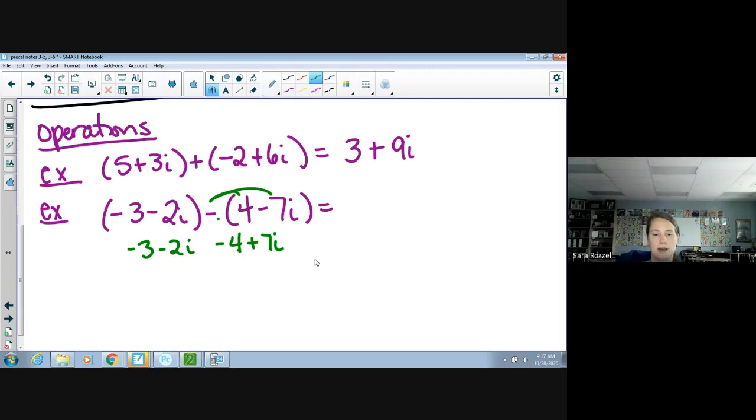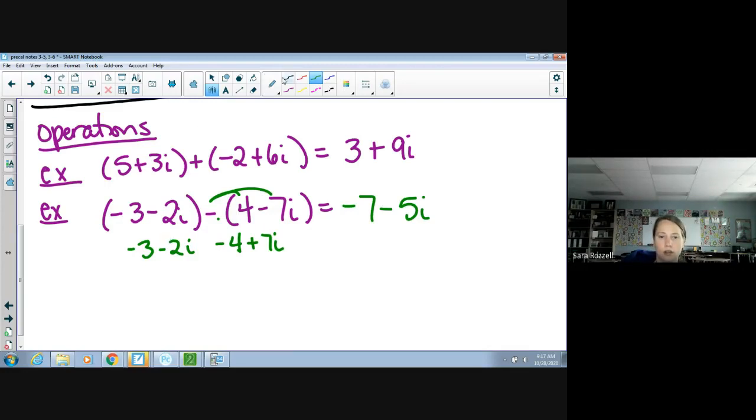So now we just combine like terms again. -3 and -4 make -7. And -2 plus 7 is 5i. Thumbs up if we're good with this part.